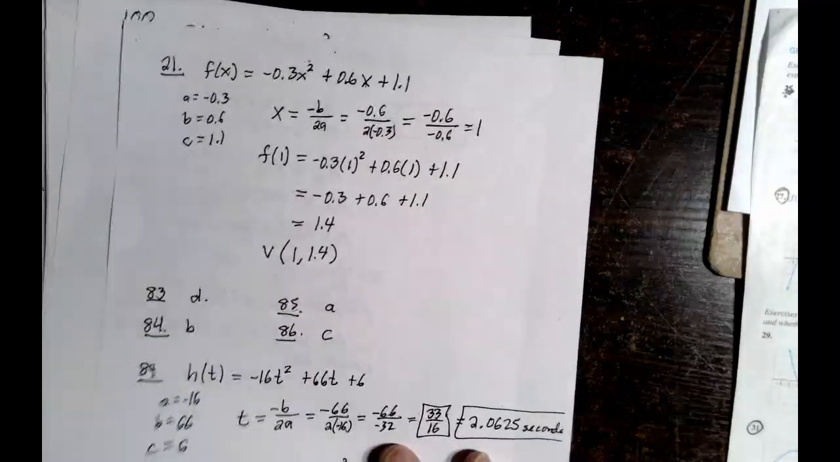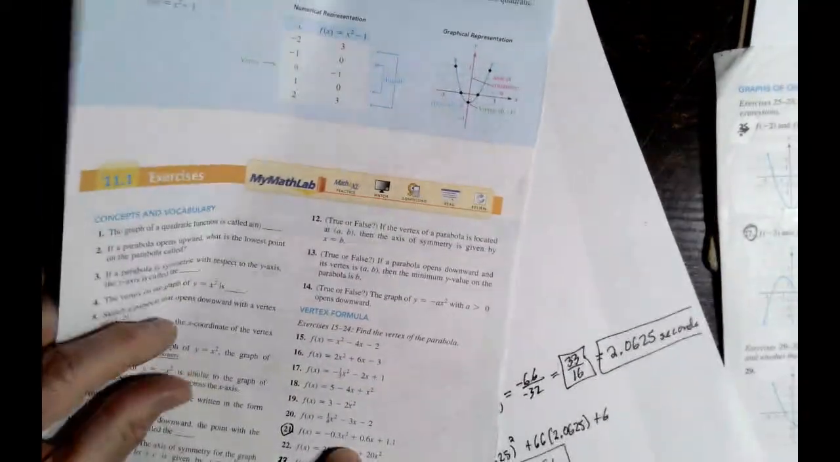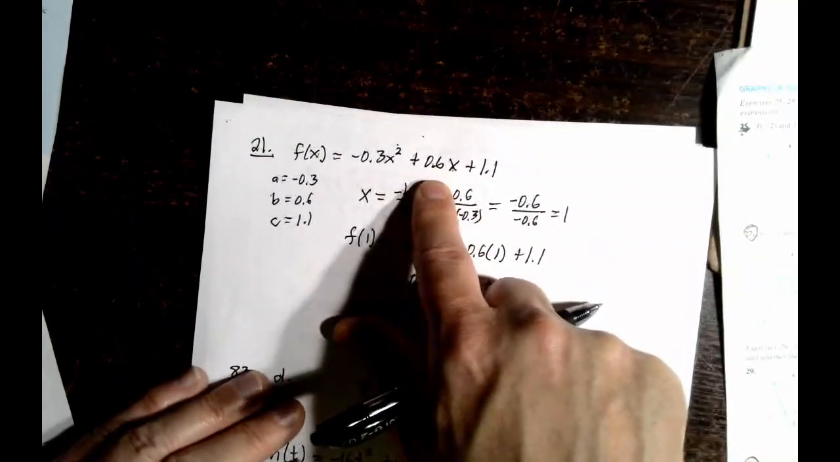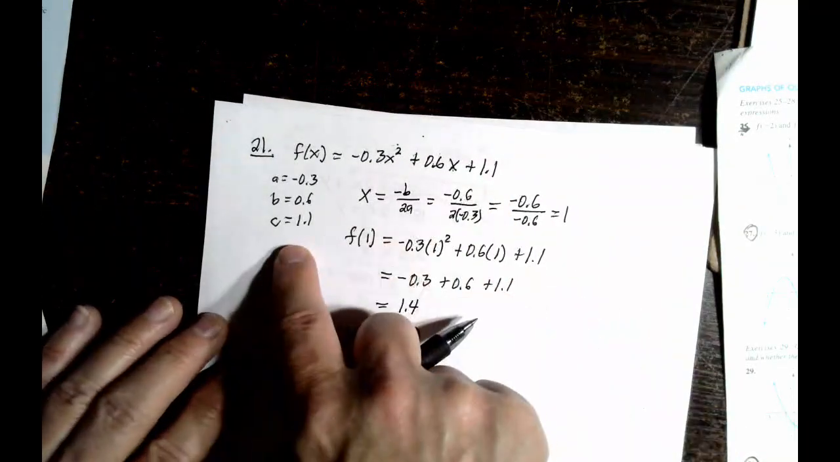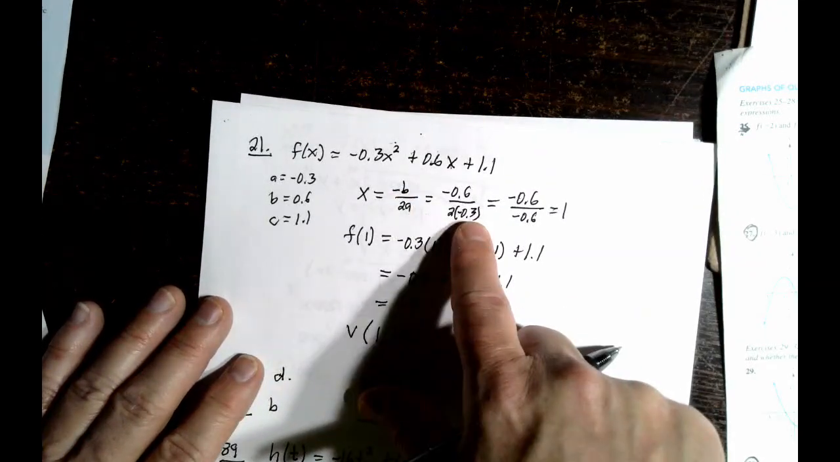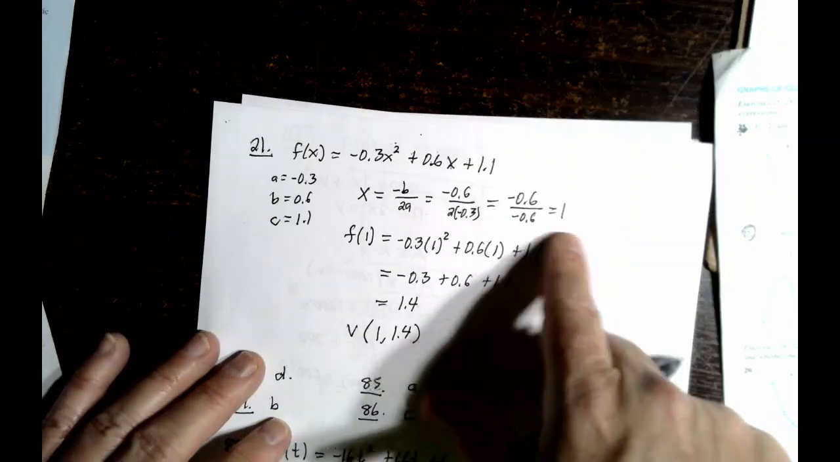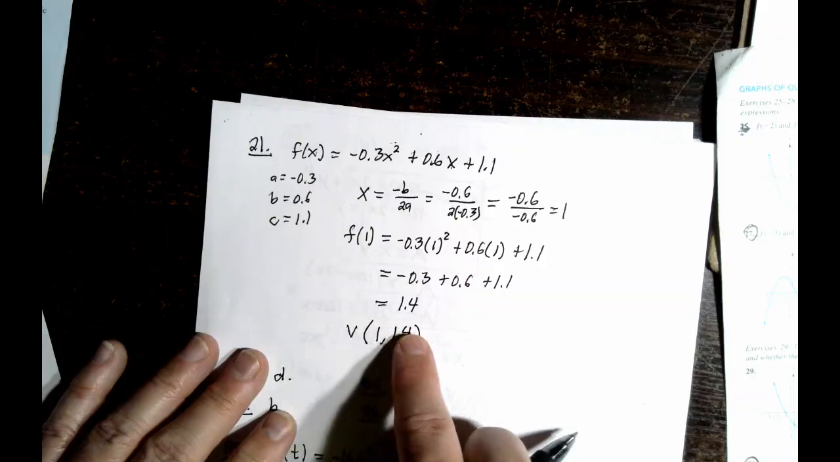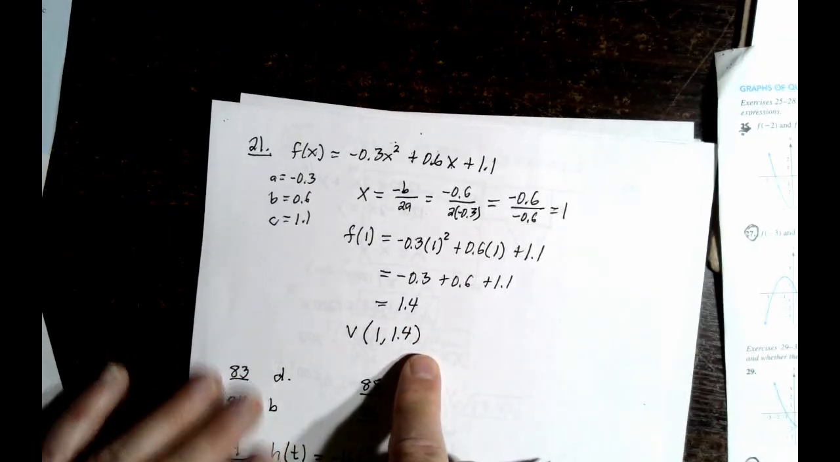What's question number 21? Question 21 says, here's the quadratic formula. It says find the vertex of the parabola. Alright? So in 21 you got your A is negative 0.3, your B is 0.6, your C is 1.1. So you plug in those A, B, and C's into this fraction and simplify it and you get 1. Then plug that coordinate into the function to find the Y value. And so there's your vertex, 1, 1.4.